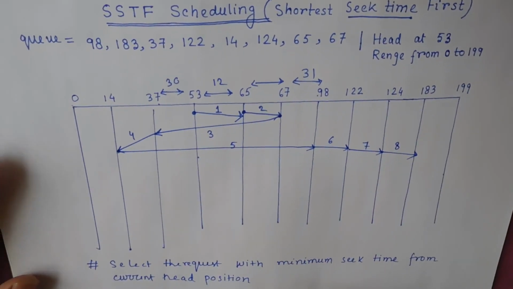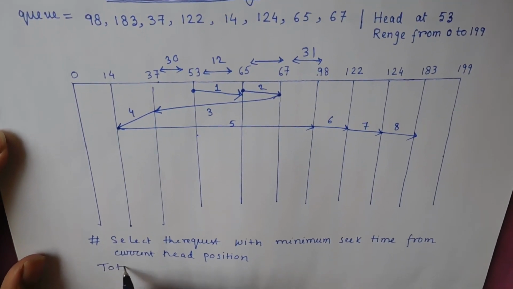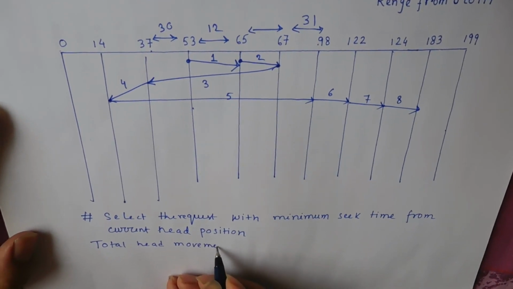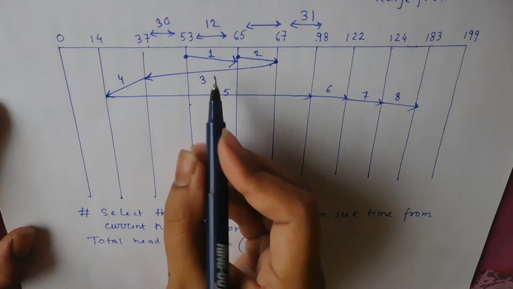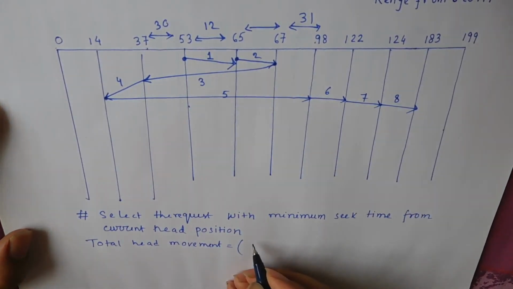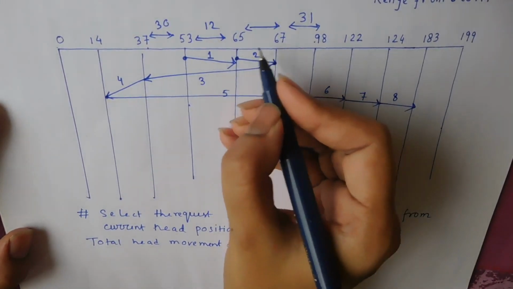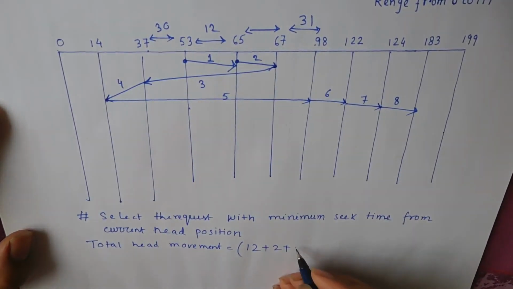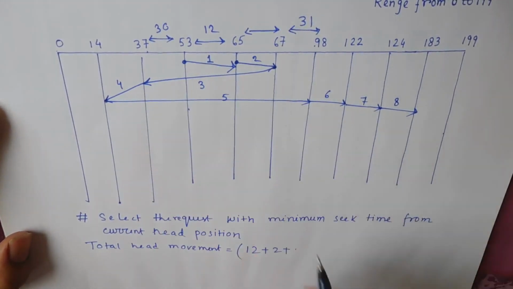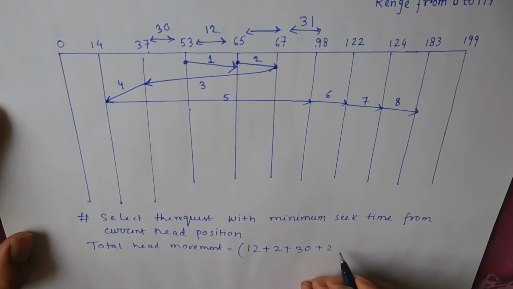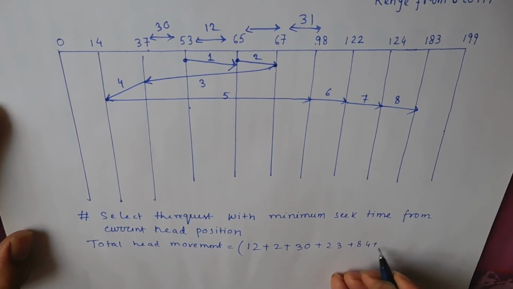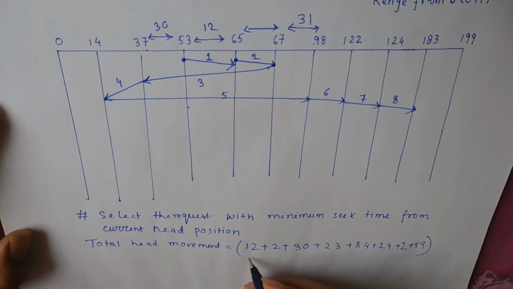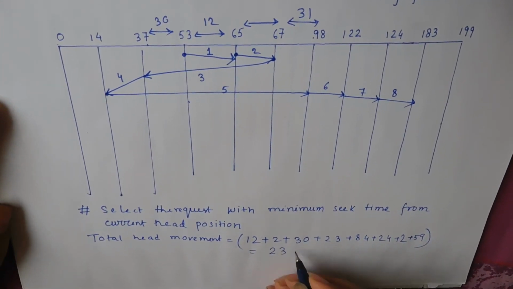So we calculate the total head movement. At the first move, 65 to 53, that is 12. Then 67 minus 65, that is 2. And for the third move it is 67 minus 37, that is 30. In this way, fourth move, fifth, sixth, seventh and eighth. We get the total head movement, that is 236 cylinders.